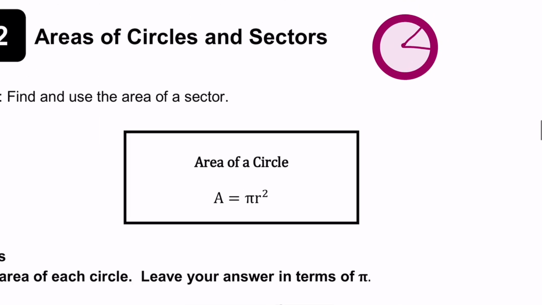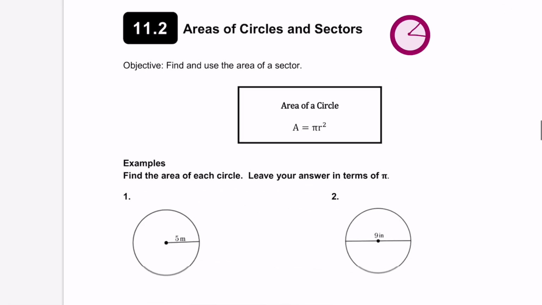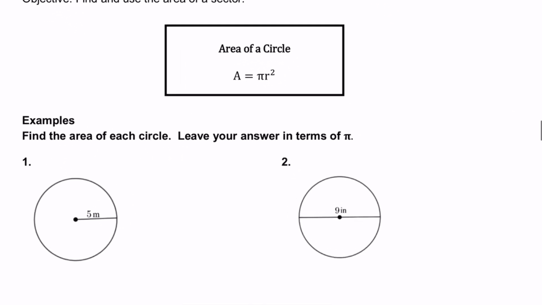Now, the area of the whole circle, if you remember, is pi times our radius squared. Our radius is the distance between the center and the edge of the circle. This is our r. So we would take pi times that distance squared. Okay, so let's first find some areas.